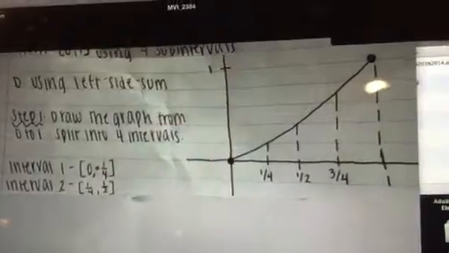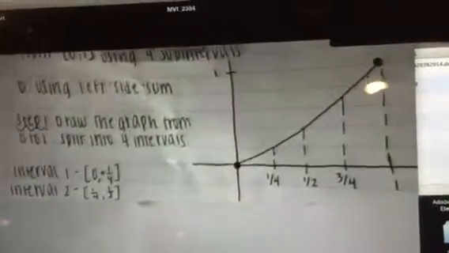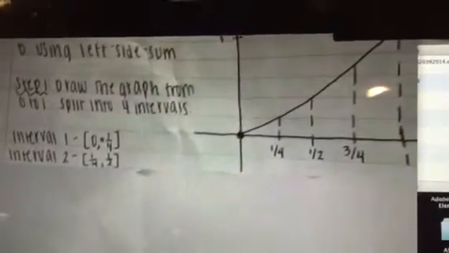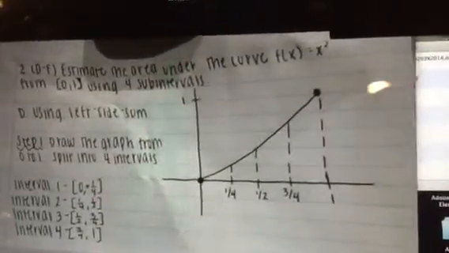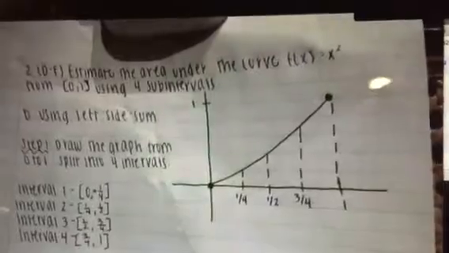So we have 3 sums: the left side sum, the right side sum, and the midpoint sum. This is using our left side sum. We first have to draw the graph and split it into 4 intervals, which I already said. Those are our intervals right there, and that's going to be called the length of our intervals.